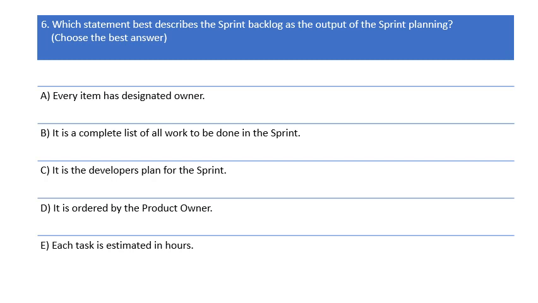Question number 6. Which statement best describes the sprint backlog as the output of the sprint planning? Choose the best answer. Option A. Every item has designated owner. Option B. It is a complete list of all work to be done in the sprint. Option C. It is the developer's plan for the sprint. Option D. It is ordered by the product owner. Option E. Each task is estimated in hours.